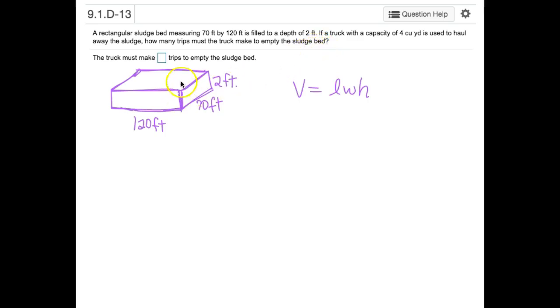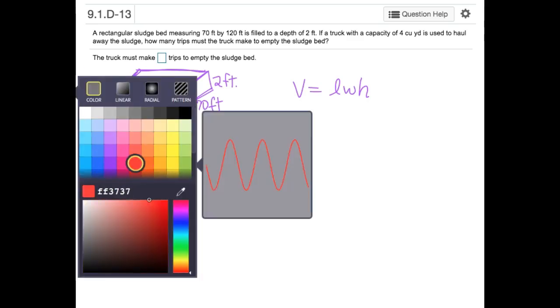So what we want to do first is find the volume of the sludge. That's going to be how much sludge we have total. And the truck is going to be hauling it away in little pieces. So it wouldn't actually be cut out like this, but you can think of it visually. Let me try to sketch.